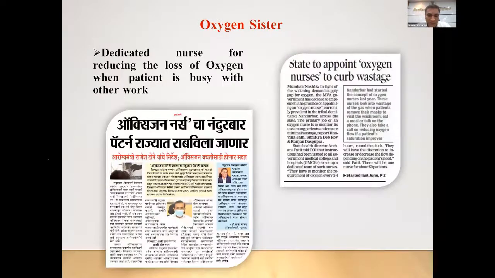This oxygen nurse pattern was praised by the health minister and the Niti Aayog, where we put a dedicated nurse only for monitoring oxygen for all 50 patients in one hospital. The work is the same work. Every hour, every patient's oxygen will be checked, so by that we are saving a lot of oxygen. Oxygen audit of all the hospitals has been done.